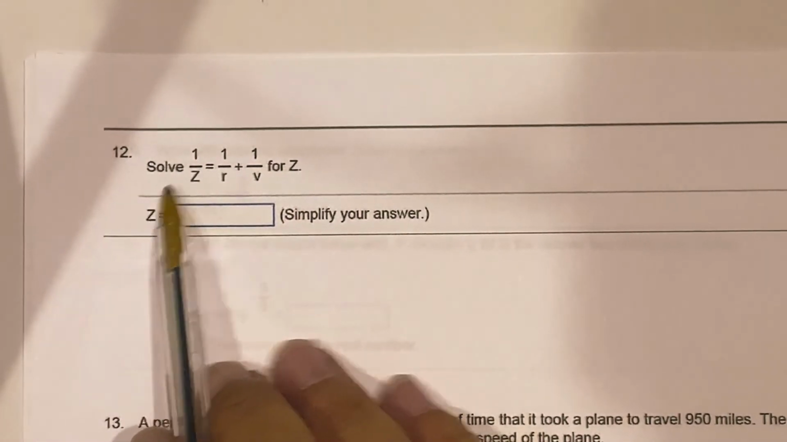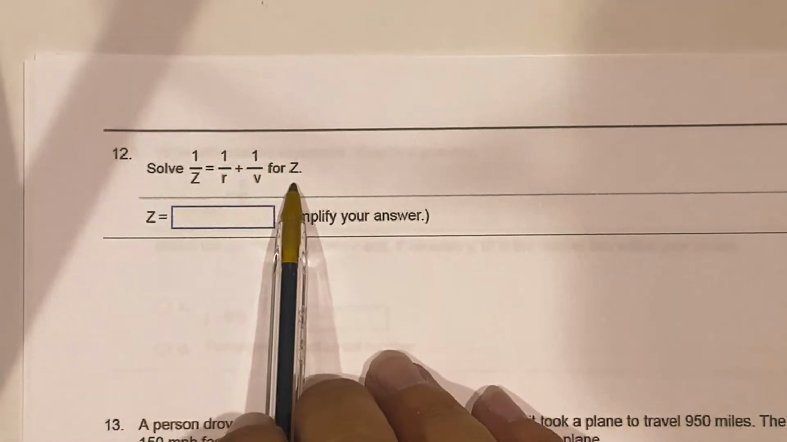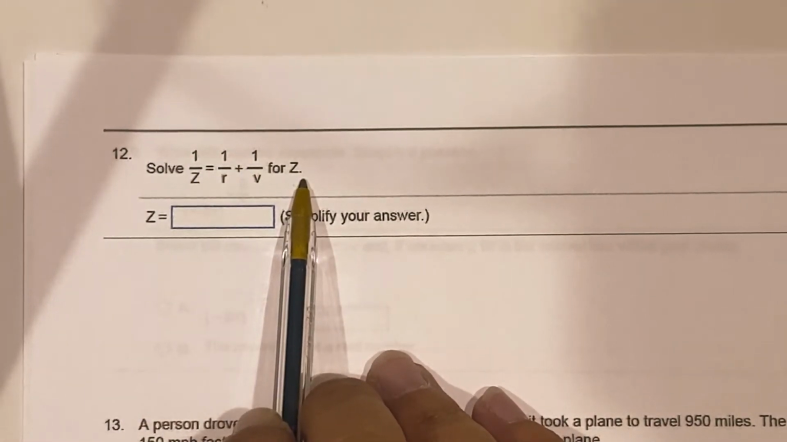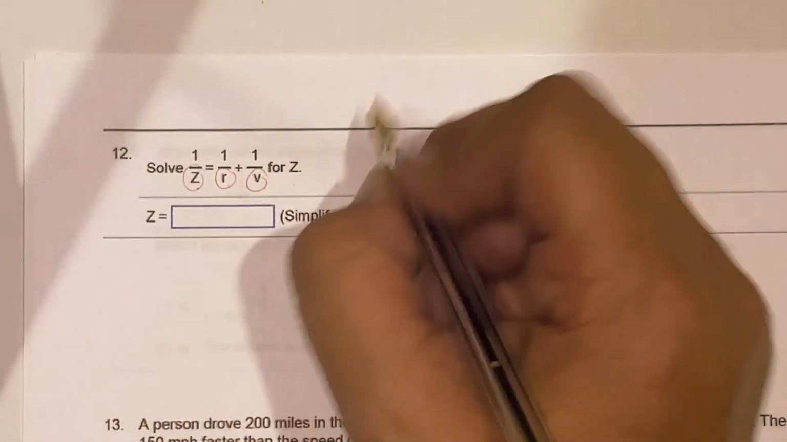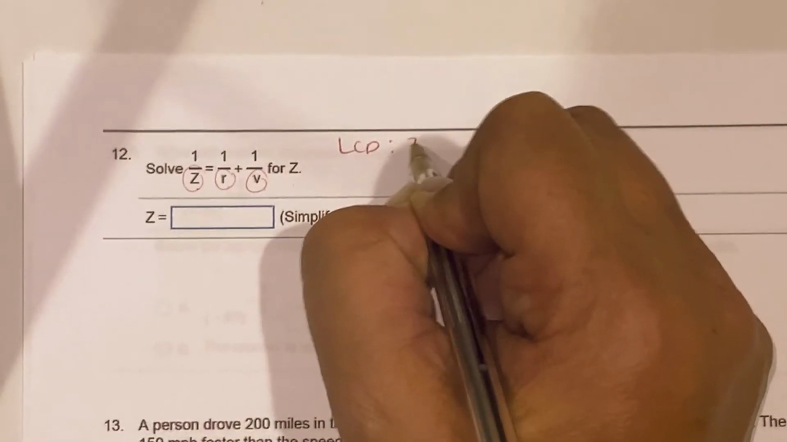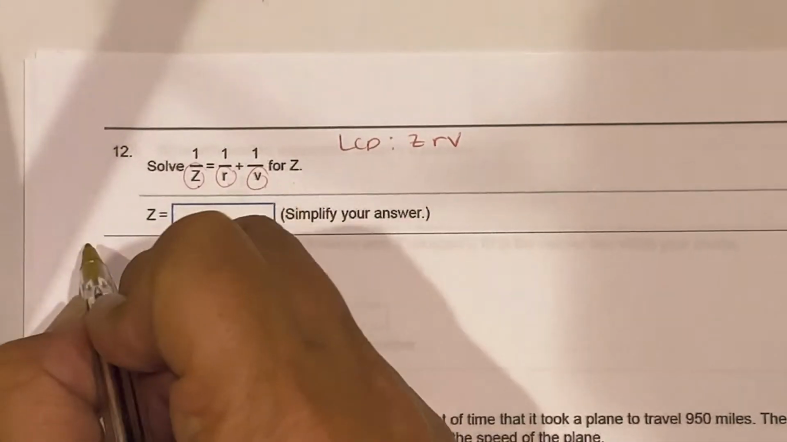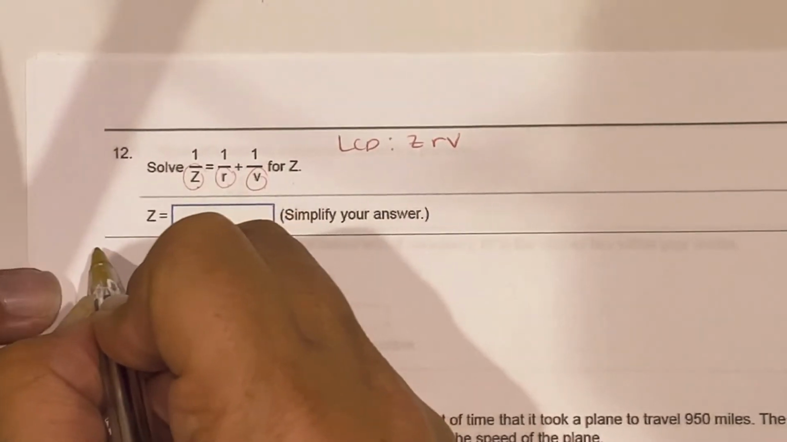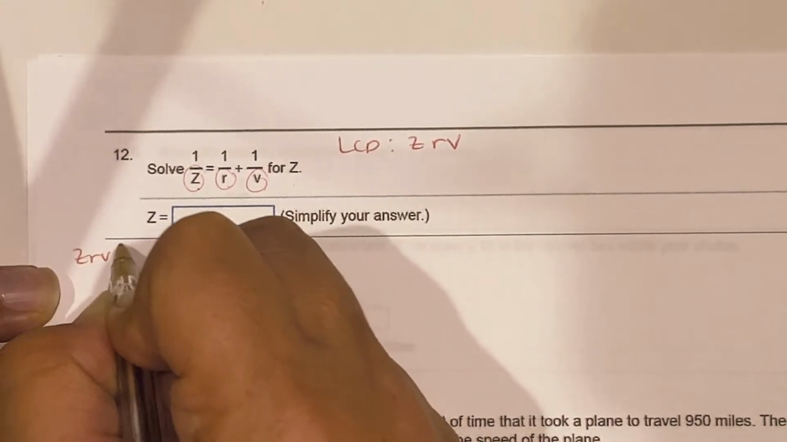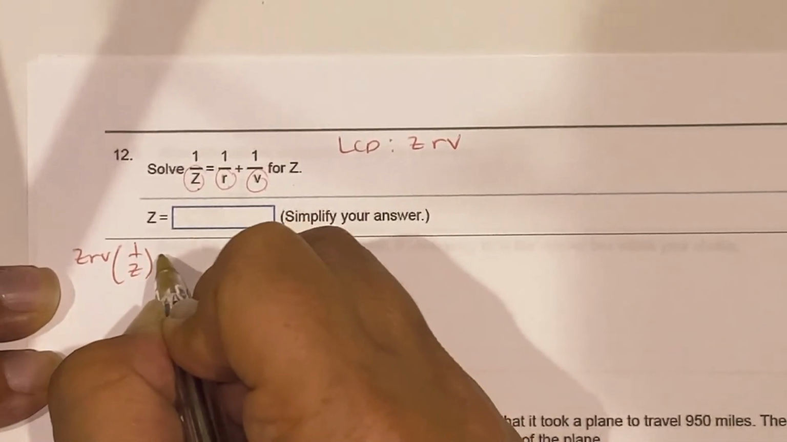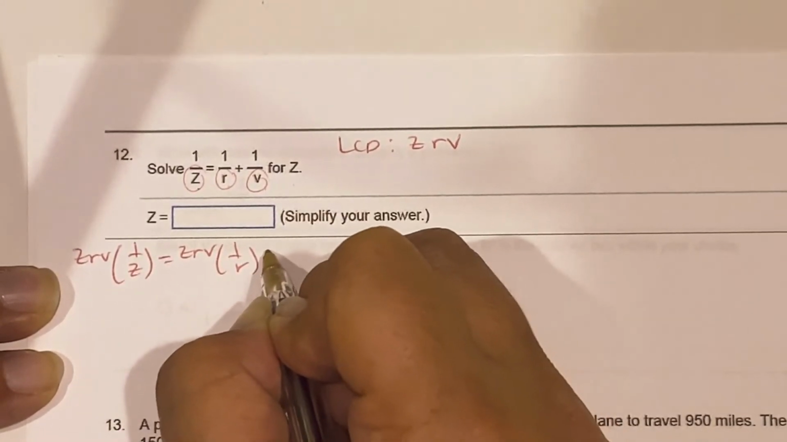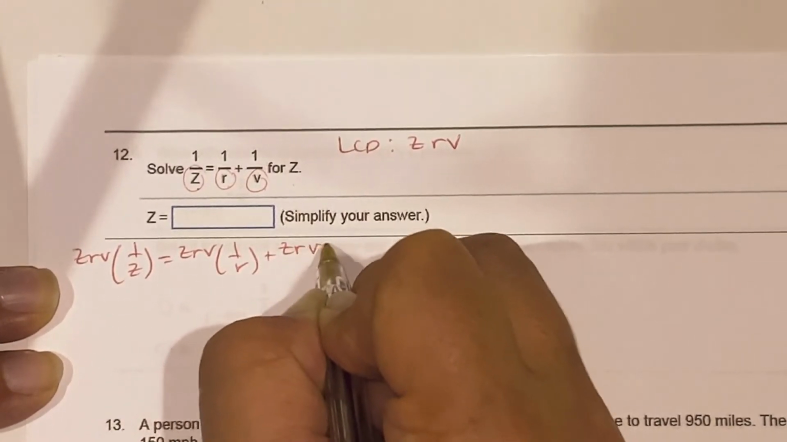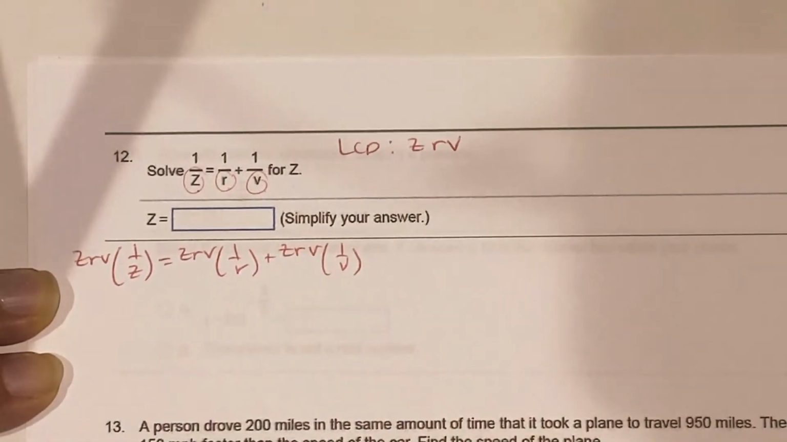Okay, on number 12, they want you to rewrite this literal equation to solve for z. So first thing you're going to do is find your LCD. So I'm looking at my denominators. I circled them: z, r, and v. So our LCD in this instance is zrv. That is what you're using to multiply each piece by. So zrv times 1 over z equals zrv times 1 over r plus zrv times 1 over v.